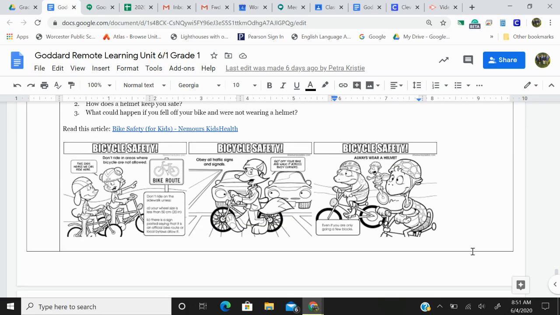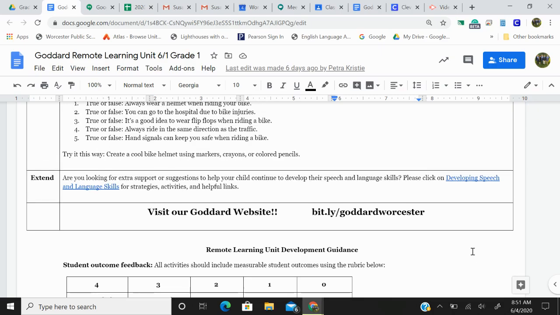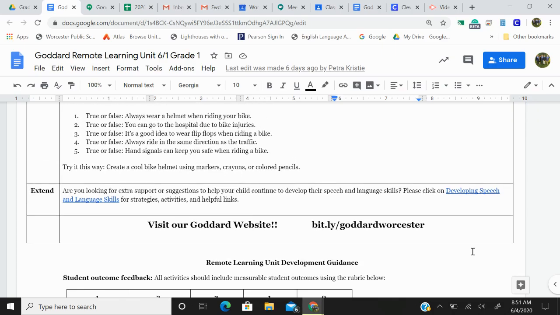Here's Miss Lavoie's bike safety lesson that I read through, and that's it. So lots of learning activities to keep you busy for your 3.5 hours today.